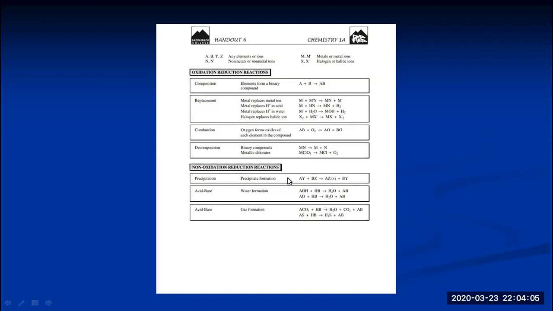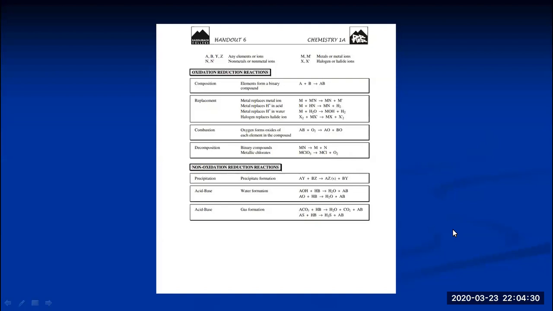And then recently we've talked about precipitation formation reactions, water formation reactions, and gas formation reactions. Those are all examples of exchange reactions. They all have 2 compounds and they just switch partners. When you switch the partners, you will get a reaction occurring if you form either a solid, or water, or a gas.